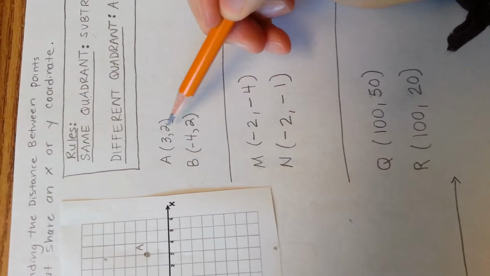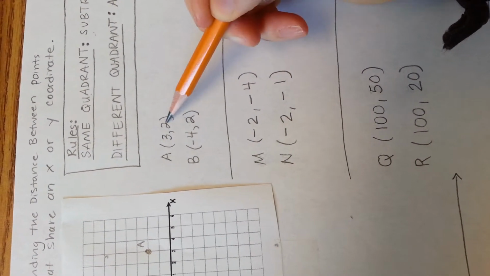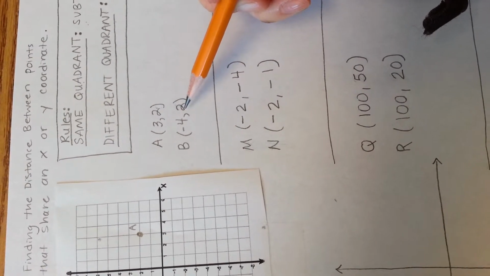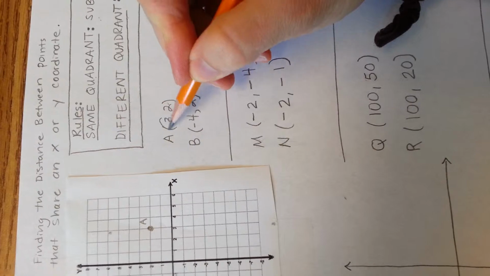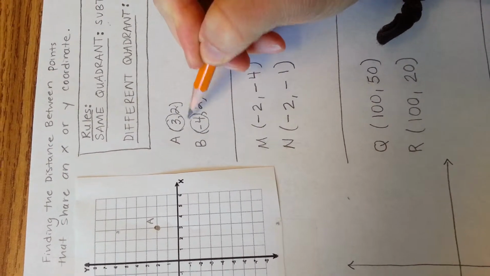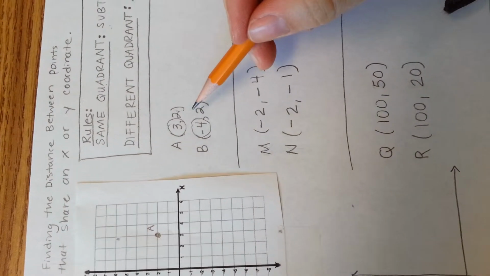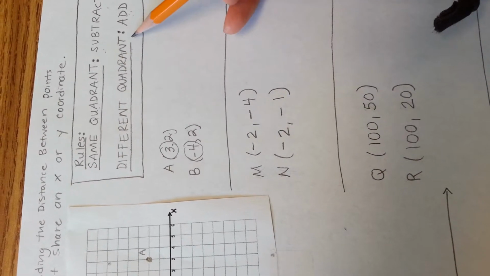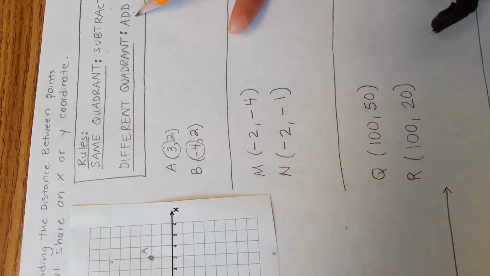Well, I'm not going to add the 2's. Those are the shared coordinates. You don't add or subtract the shared coordinates. You add or subtract the ones that are different. In this case, that's going to be the x values. And since they're different quadrants, I'm adding.